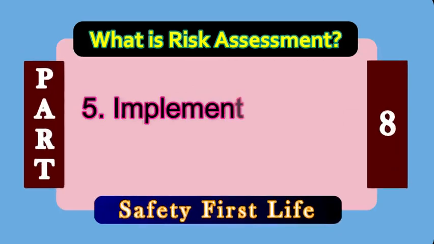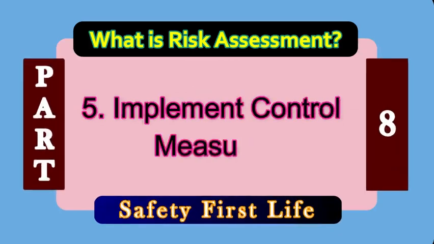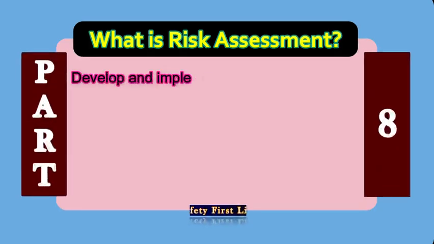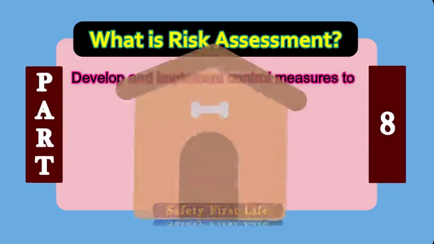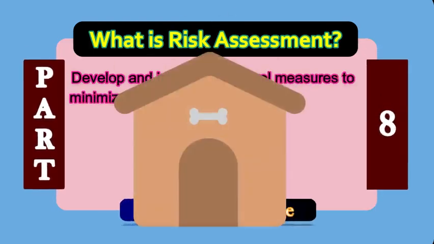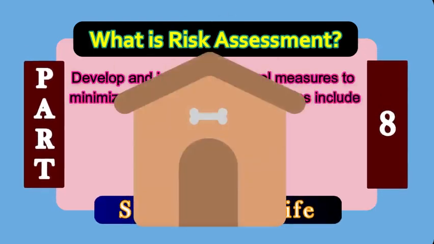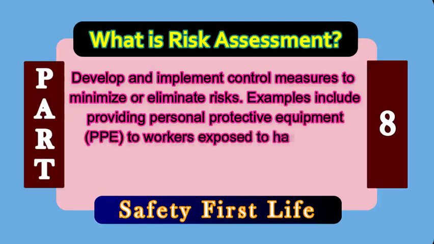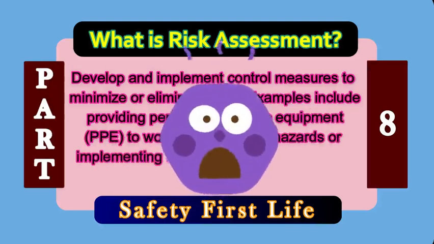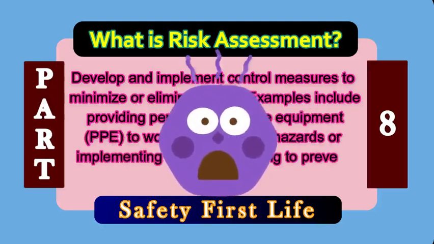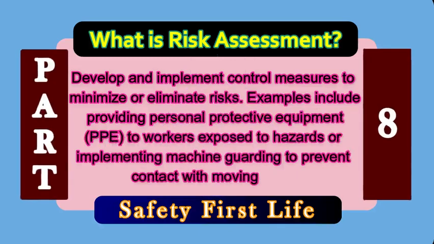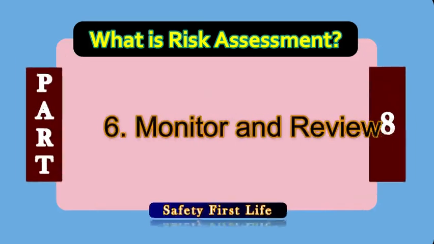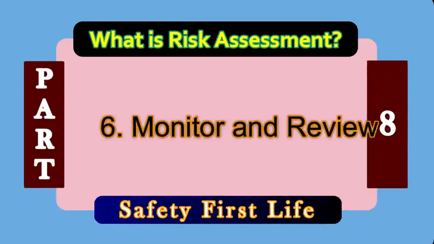Step number 5, implement control measures. Develop and implement control measures to minimize or eliminate risks. Examples include providing personal protective equipment, PPE, to workers exposed to hazards, or implementing machine guarding to prevent contact with moving parts.